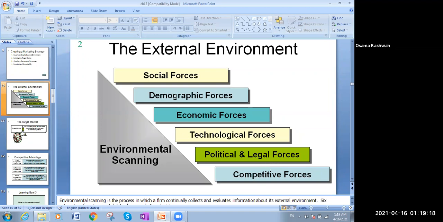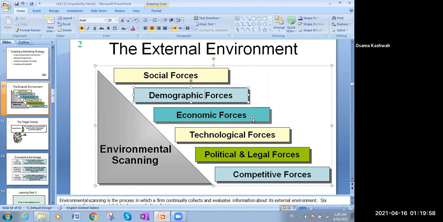Social forces and demographic forces. The word demographic refers to people: their age, race, ethnicity and backgrounds, the percentage of males to females in a society, the young generation to the old generation. This all goes in the demographic. It also covers the percentage of people living in rural areas and the percentage of people living in urban places like the big cities.